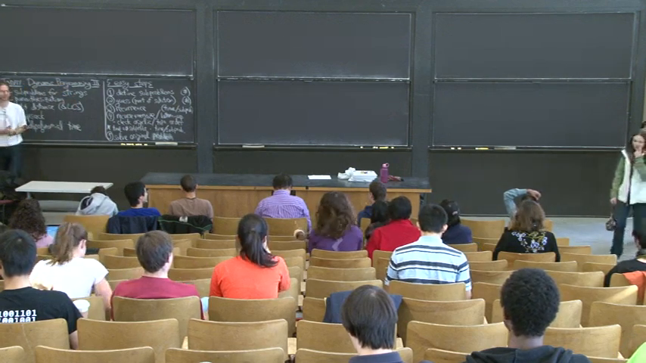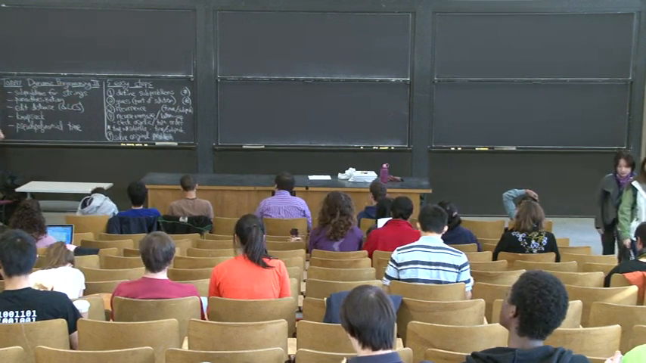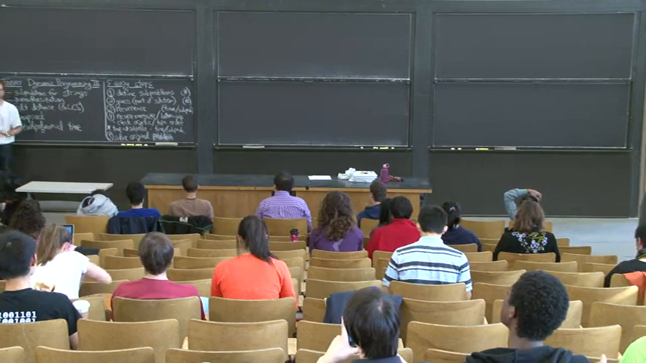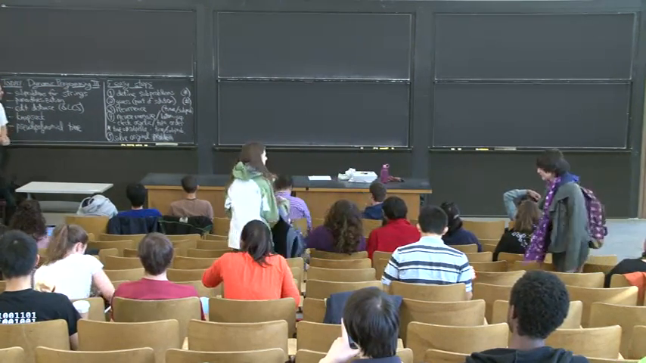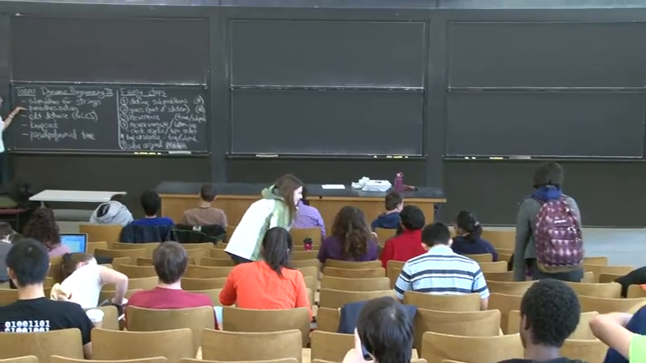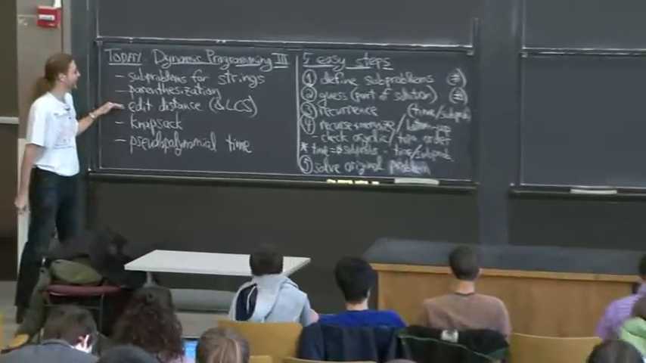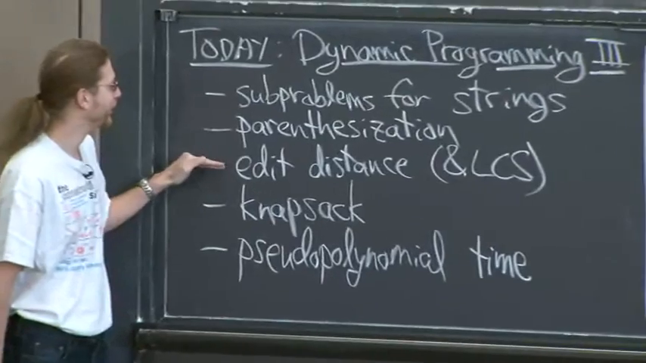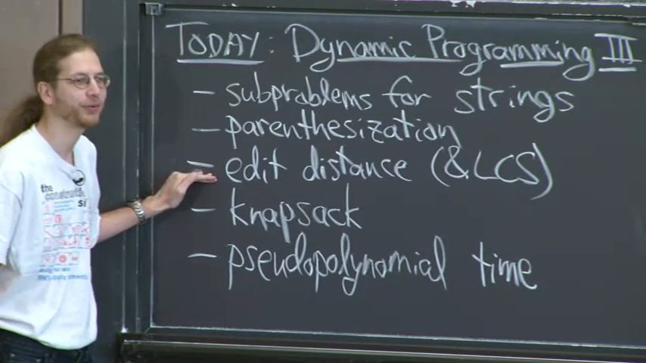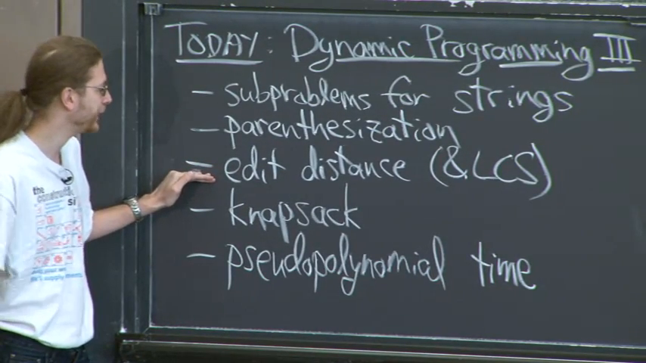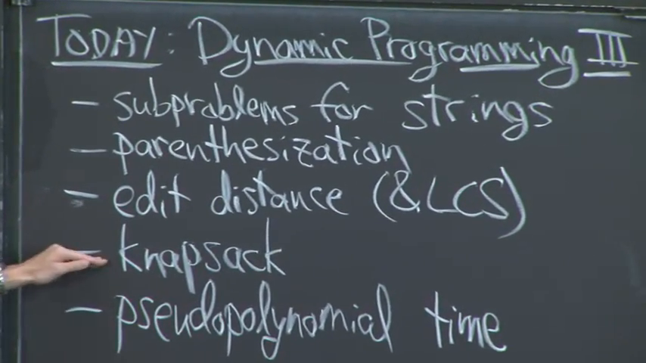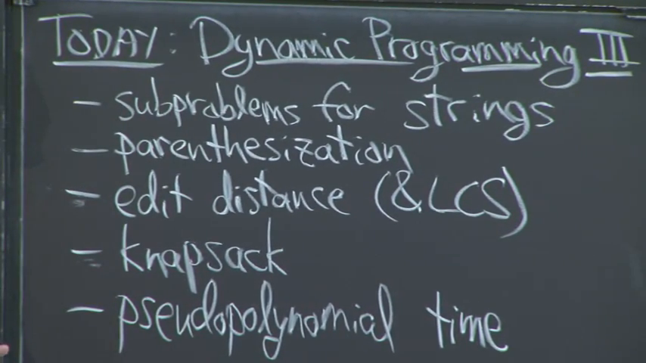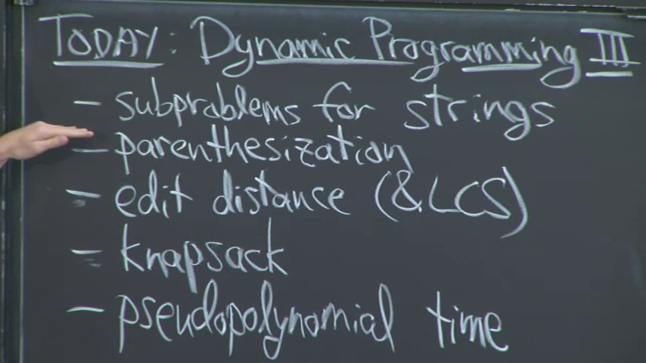Exciting, isn't it? All these problems seem so intractable, and yet we can solve them through the power of dynamic programming. Today, we are going to solve three problems. A problem called parenthesization, a problem called edit distance, which is used in practice a lot for things like comparing two strings of DNA, and a problem called knapsack, which is about how to pack your bags. And we're going to get a couple of new general ideas.